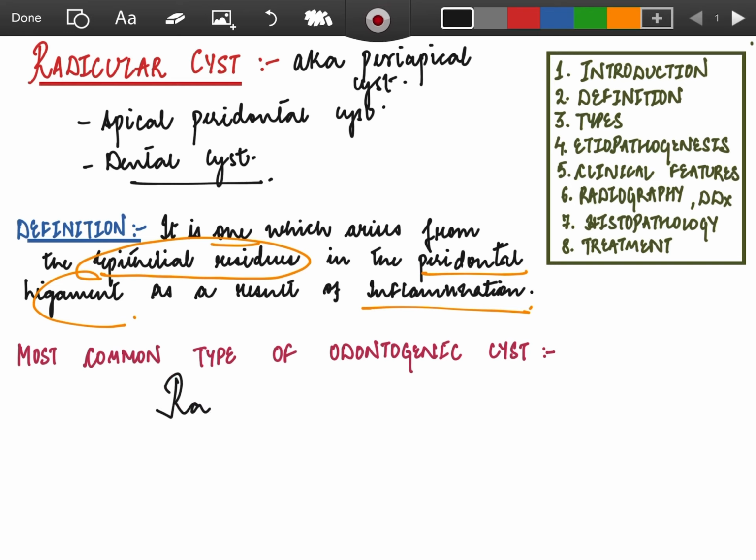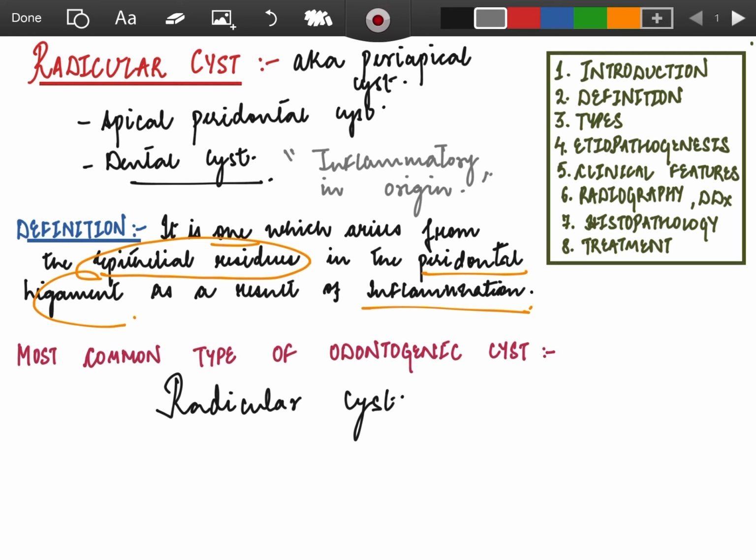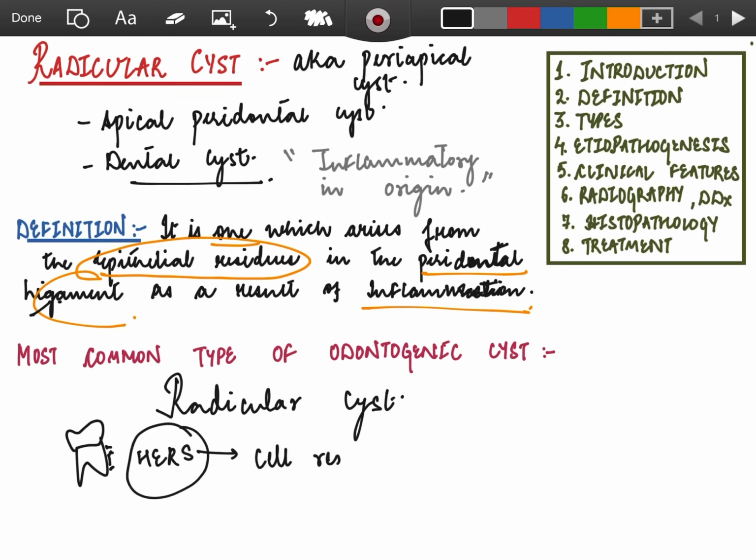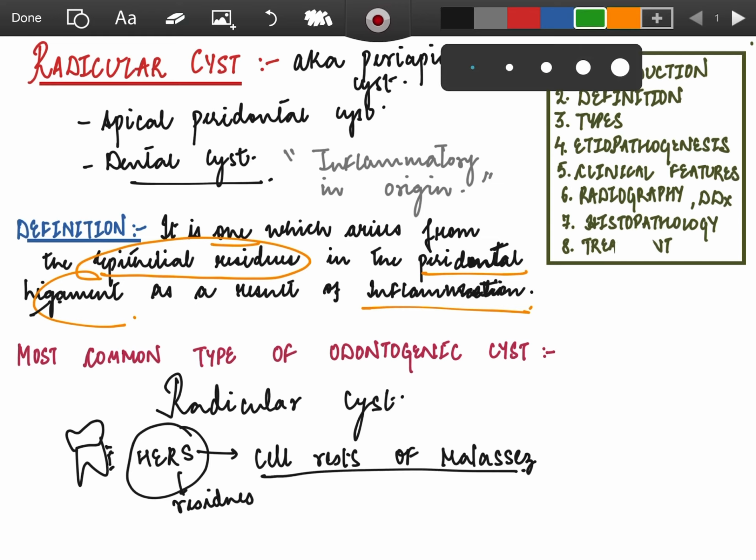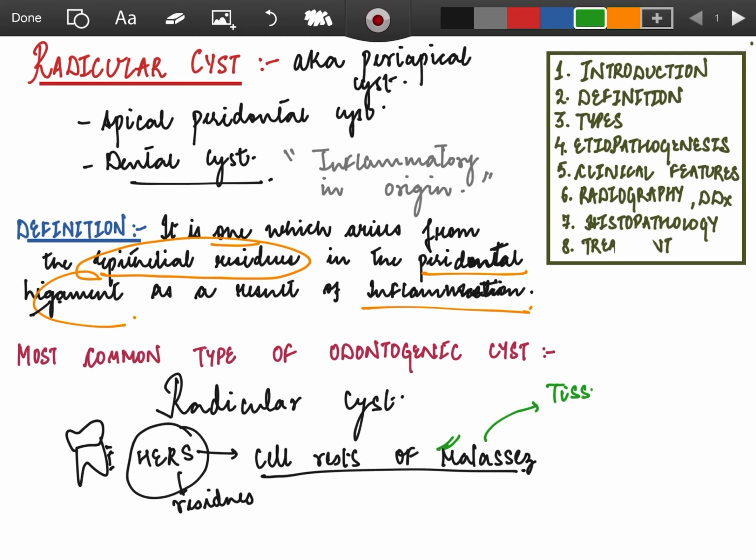Radicular cyst is the most common type of odontogenic cyst, and the most common type of inflammatory cyst. It is inflammatory in origin. What is radicular? Something related to the roots. We know the Hertwig epithelial root sheath, and its residues are called the cell rests of Malassez. These are the tissue of origin for the radicular cyst.